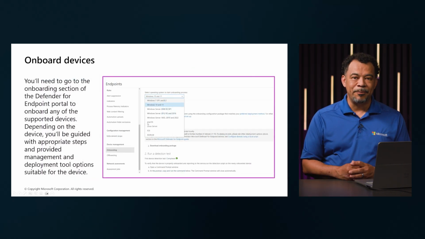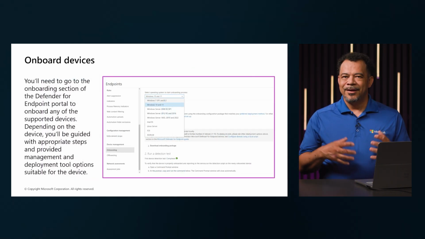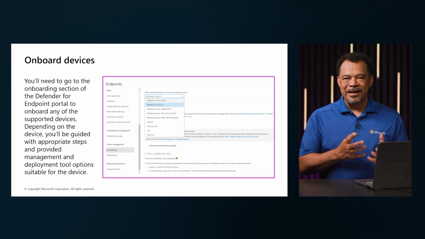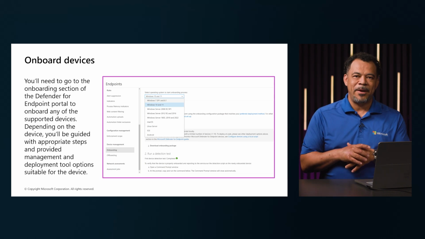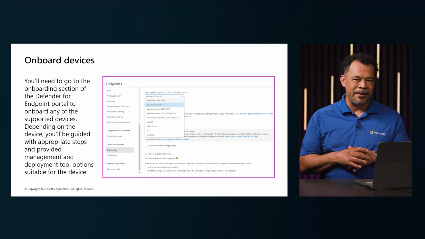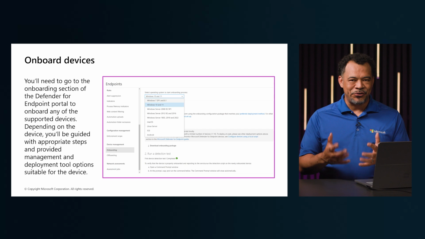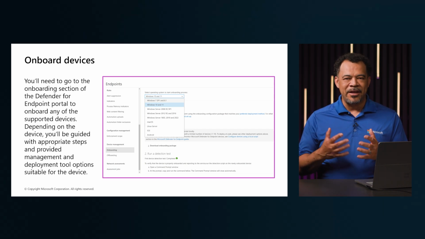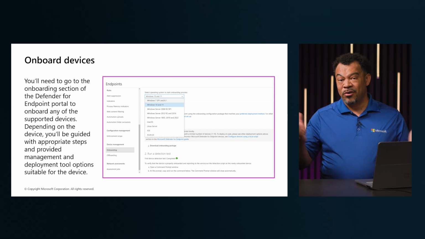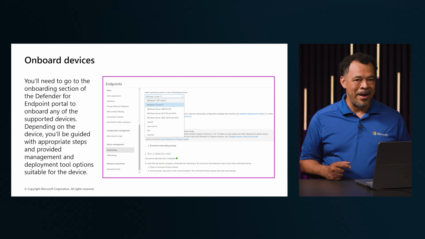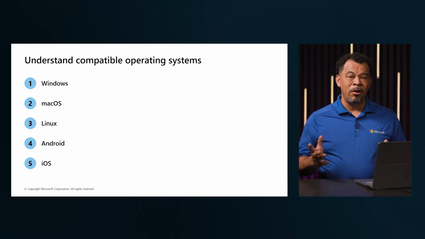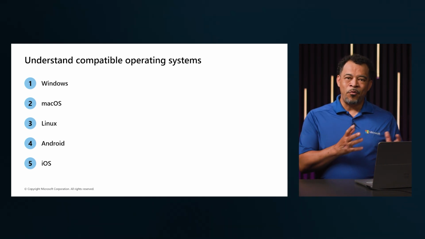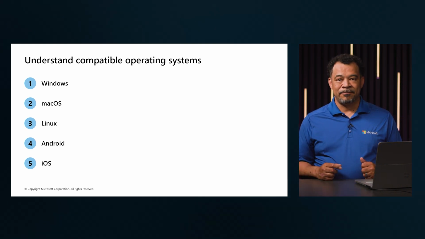To get started with onboarding devices in Defender for Endpoint, just head over to the onboarding section in the portal. From there, you'll get step-by-step guidance based on the type of device you're adding. It even suggests the best tools and methods for managing and deploying protection based on the amount of resources that you have to protect. Defender XDR works across all major platforms, whether you're using Windows, macOS, or Linux.